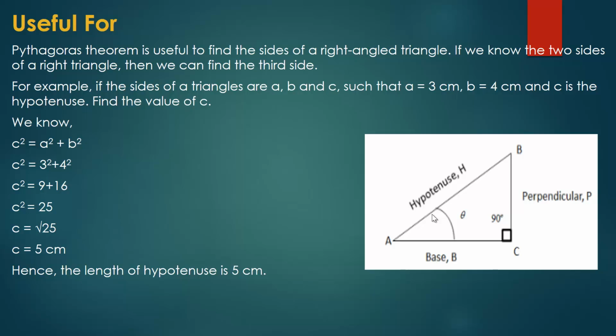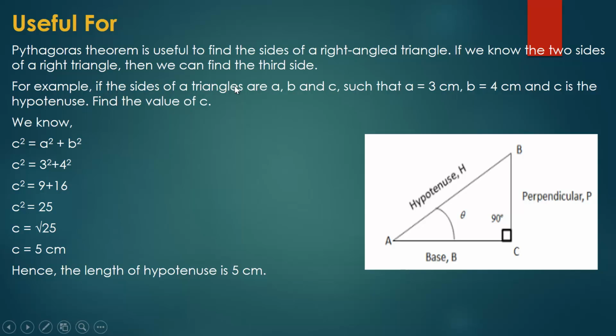The next slide is about why we use the Pythagoras theorem. What are the applications of the Pythagoras theorem? The Pythagoras theorem is useful to find the sides of a right angle triangle. If we know two sides of a right angle triangle, then we can find the third side, and this is the formula of the Pythagoras theorem: c square is equal to a square plus b square. So in this example, if we have two sides, we can find the third side easily.